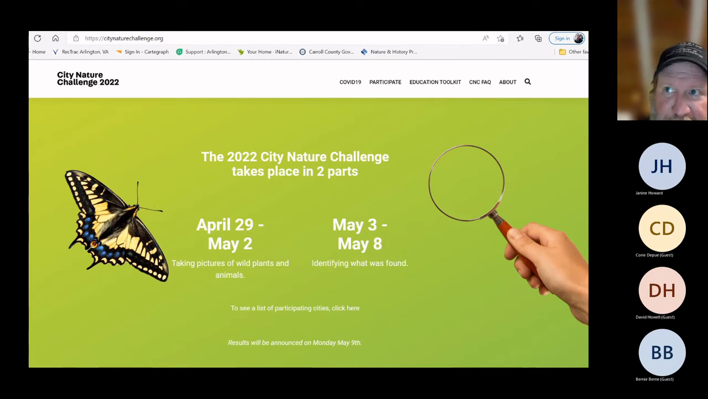And again, I'm pretty sure the current count is over 400 cities around the world in over 40 countries as well. So I think this is fantastic. It's just a really neat thing to be a part of, and to know that those 4 days when you're out taking observations, there's thousands of people around the world doing the same thing in all kinds of different areas.